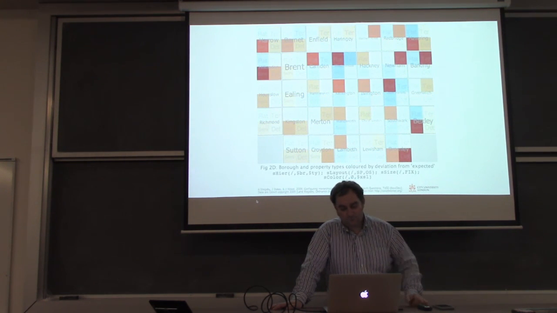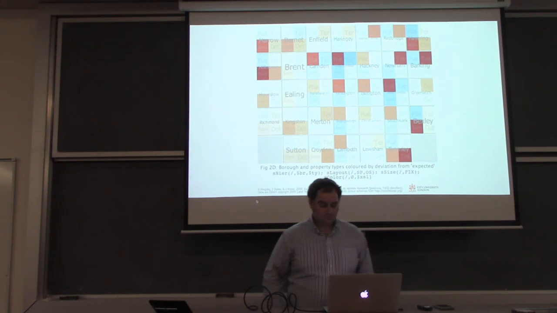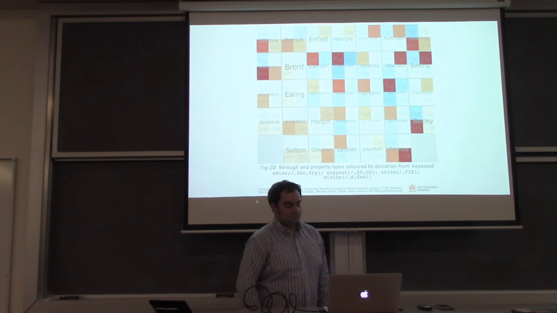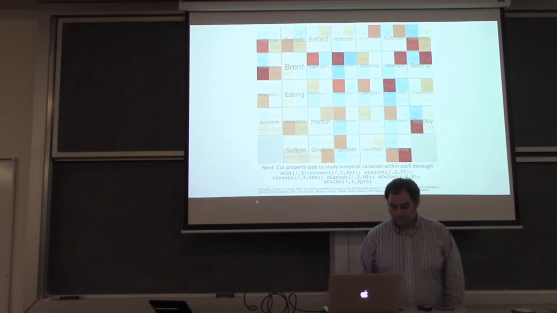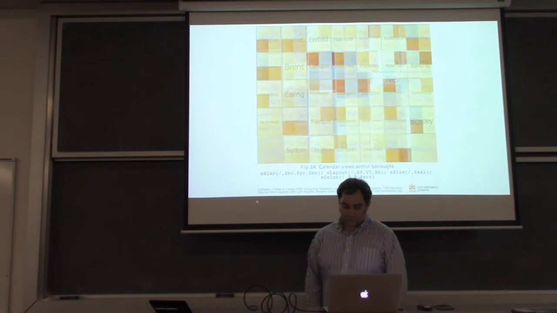The diverging colour scheme shows blue for lower than the baseline and red for higher than the baseline, showing that flat sales dominate in the centre, but terraced and detached housing dominate in more peripheral areas. We will now remove property type from the hierarchy.